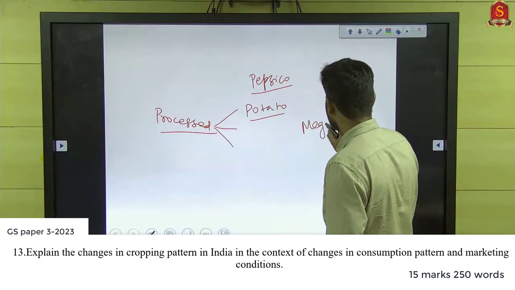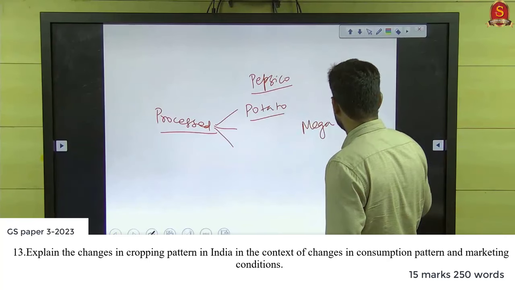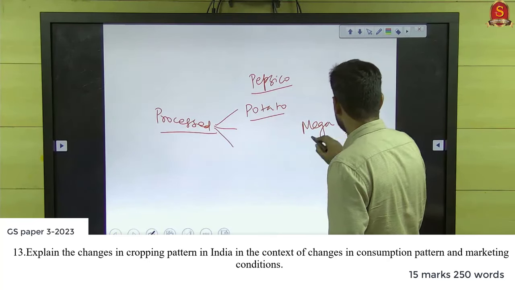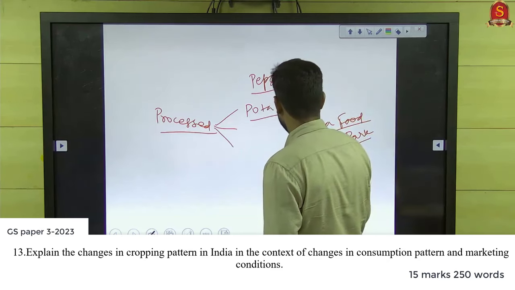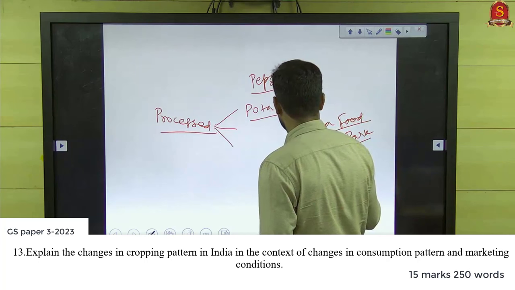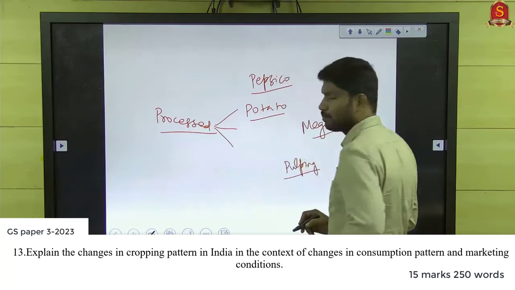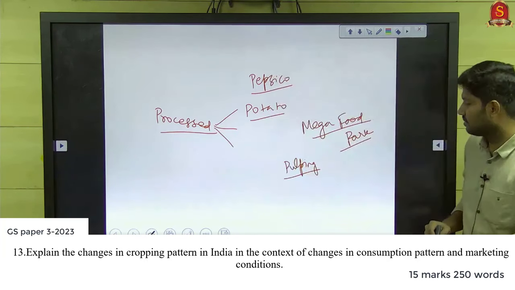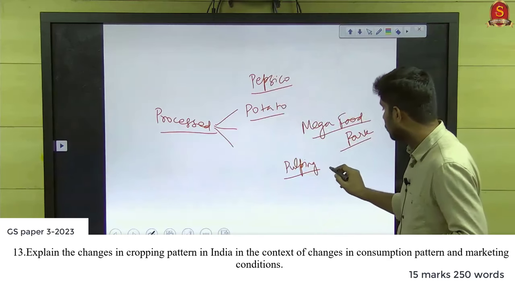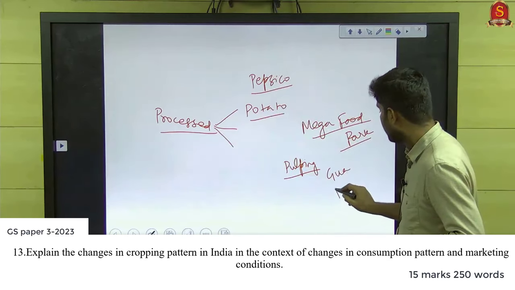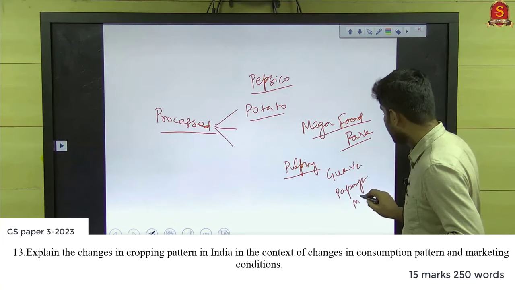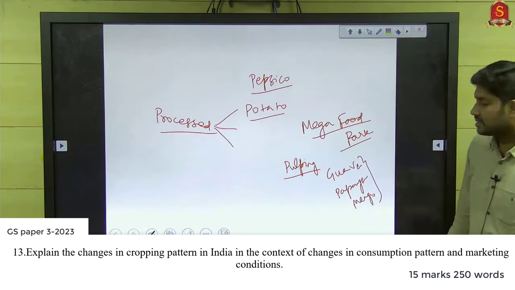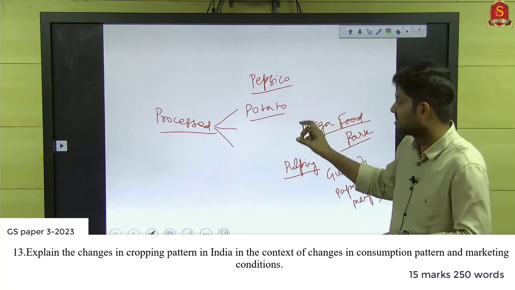Then the government is also promoting the food processing companies through a scheme called Mega Food Park. Under the Mega Food Park scheme, the MNC companies set up the pulping industries. These companies procure products directly from the farmers: guava, papaya, mango. So the farmers are cultivating crops based on the demand from the food processing companies.